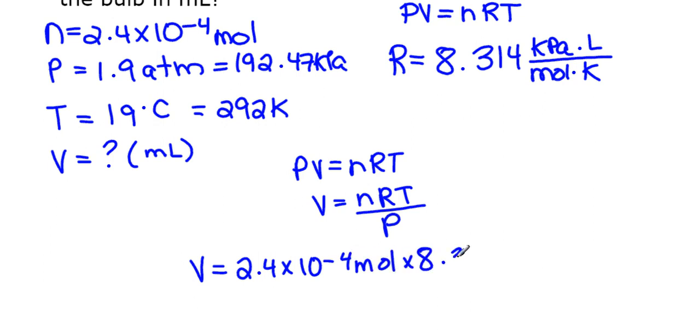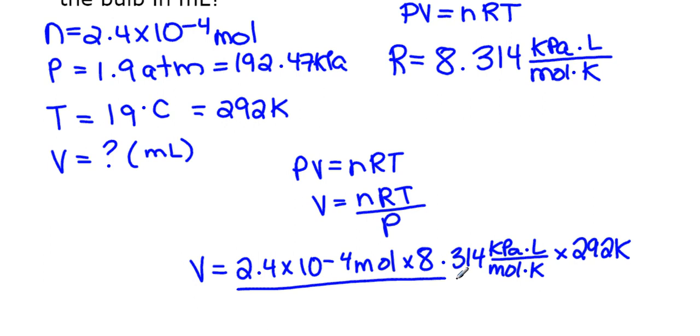times 8.314 kPa liters per mole times Kelvin, and our temperature, and that's all divided by our pressure, which is 192.47. So let's take a look at the units and how they cancel, and then we'll look at our final answer.